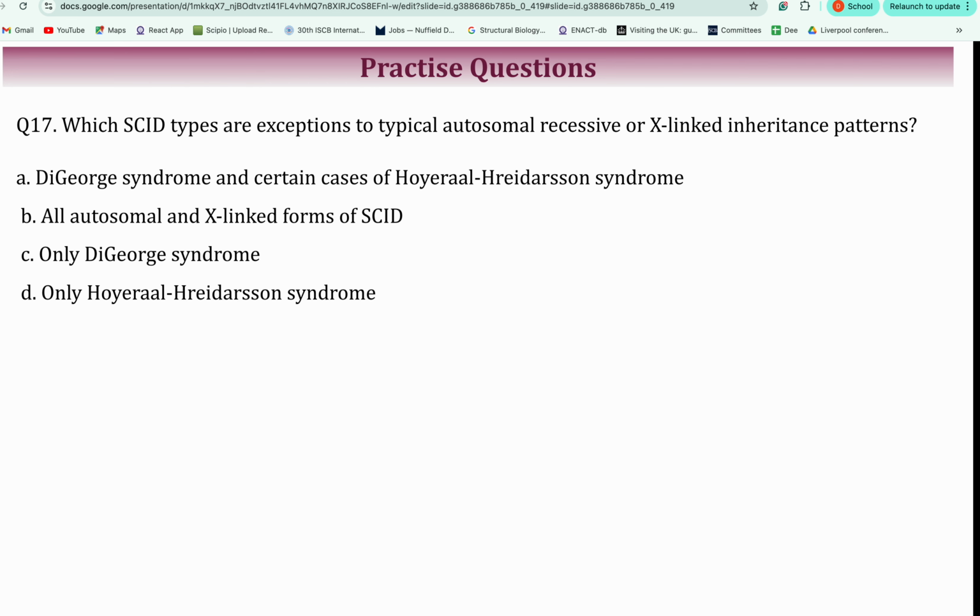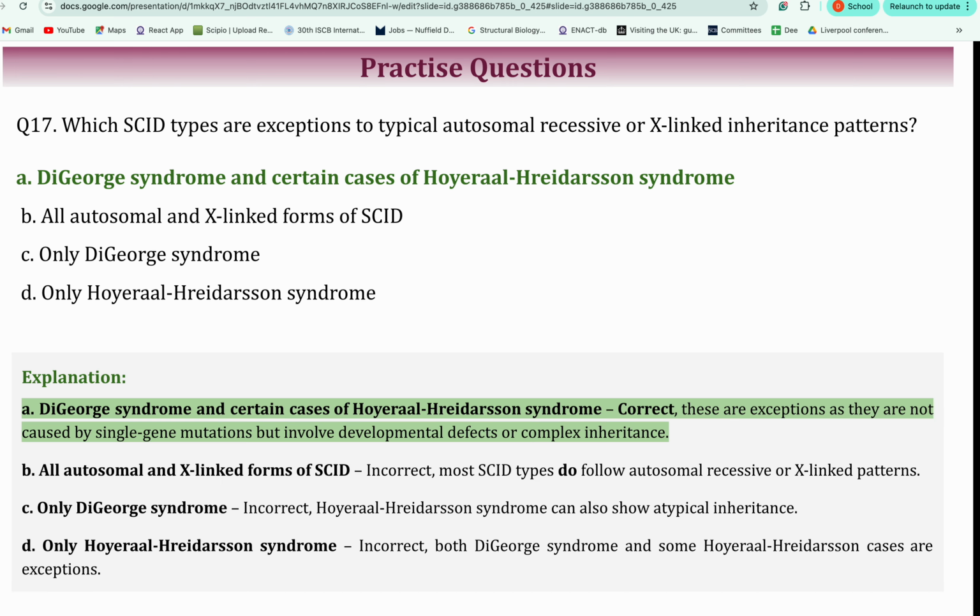Okay, now let's see. The right answer is option A, which is DiGeorge syndrome and certain cases of Hoyeraal-Hreidarsson syndrome. This is correct. These are the exceptions as they are not caused by single gene mutations but involve developmental defects and complex inheritance. So these are exceptions.